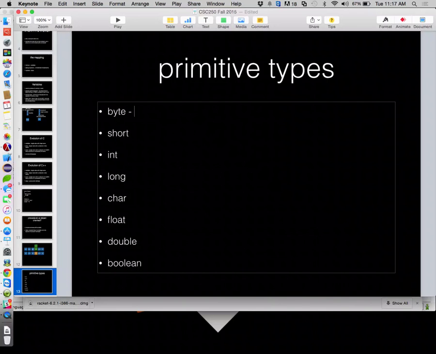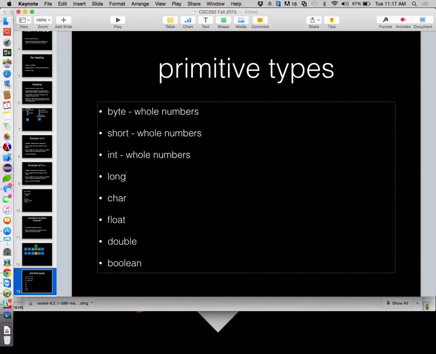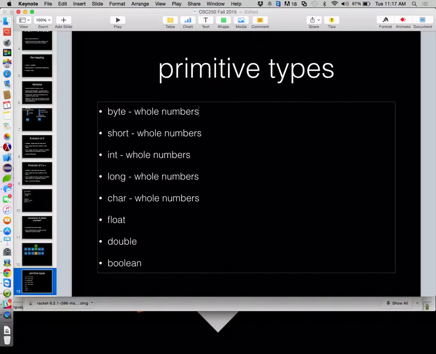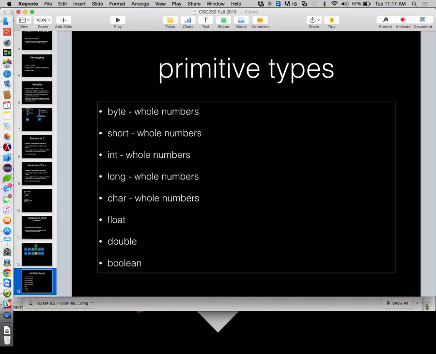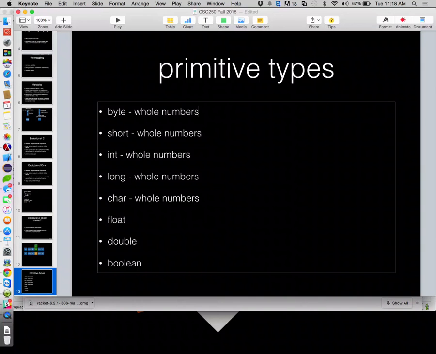All right, so byte. These are whole numbers. Short, whole numbers. Int, whole numbers. Long, whole numbers. Char, whole numbers. Why do we need so many different ways of holding whole numbers? Last semester. I heard somebody mumble memory. They all get bigger, store more space. Okay, why is that important?